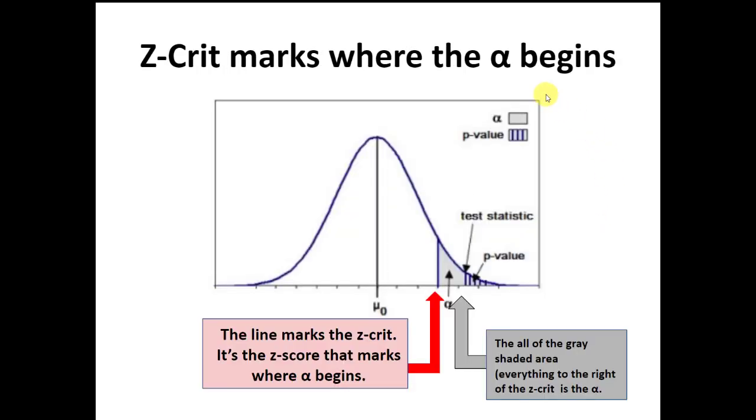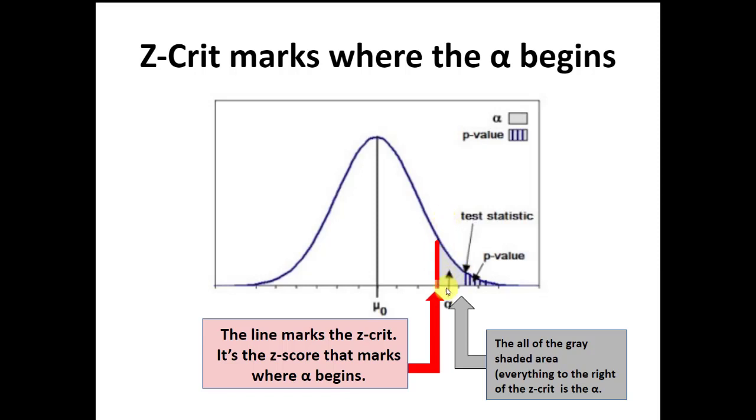Let's look to see how this all comes together. So in this photo, I want you to look at various parts. This line right here is the z-crit, okay? It marks a z-score. Our normal curve has this line of z-scores that we've been working with, and this is a particular z-score. Everything beyond that is the alpha. So here, this line that I'm going to mark in red is the z-crit, and all this gray area is the alpha. So this line marks where the alpha begins.